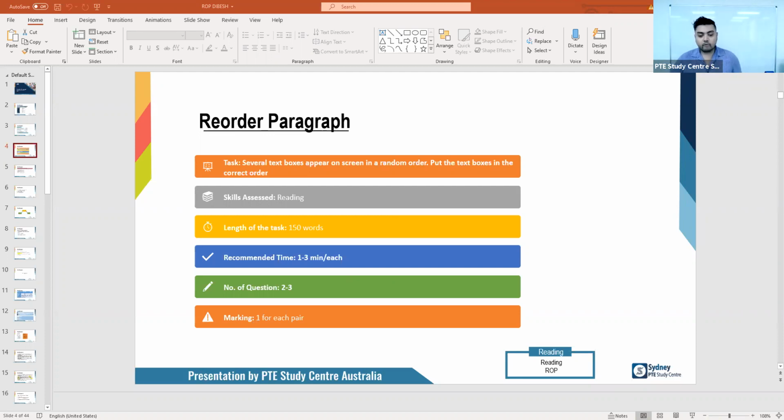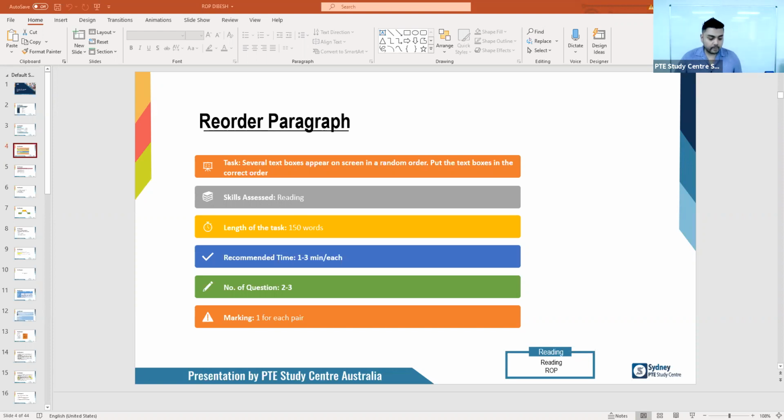So when we say reorder paragraph, what does reorder paragraph mean? Do we know that? We don't know that. That's why we are in this class. We want to know what is reorder paragraph. In the reorder paragraph, several text boxes will appear on your screen. They will be in a random order.